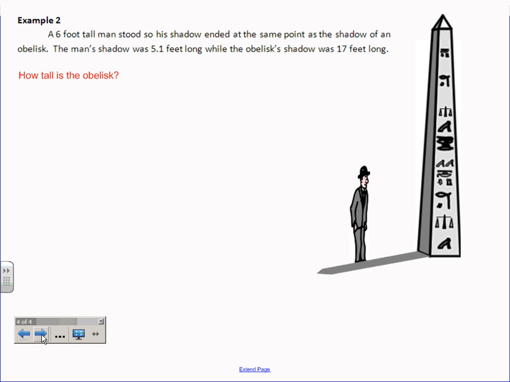But this particular one apparently is not in Washington, D.C. because of the hieroglyphics on it. The man's shadow was 5.1 feet long, while the obelisk shadow was 17 feet long. We can actually find out how tall the obelisk is based on all that information, basically because of how the man is standing there.